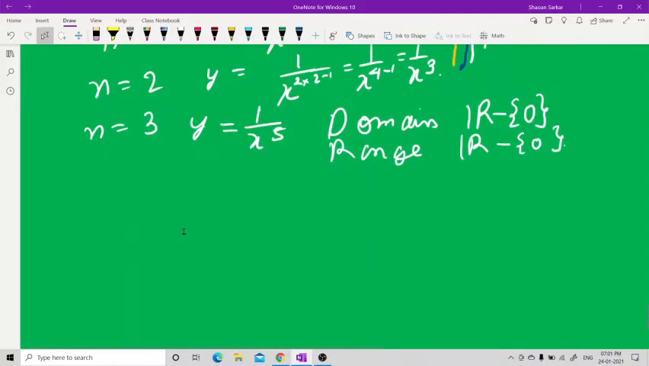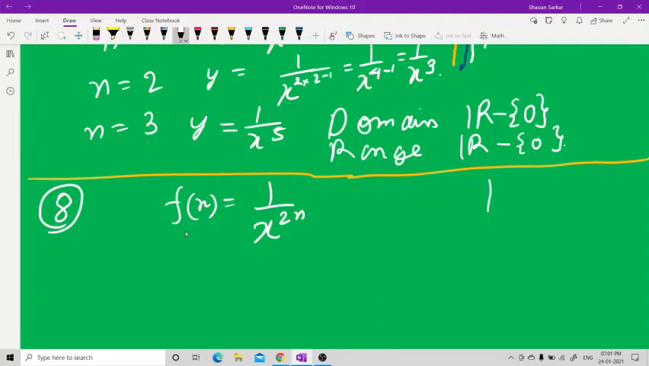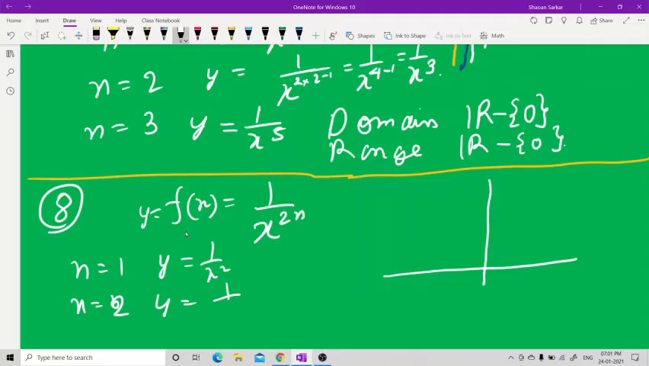And now we will go to graph number 8. Let me do it with this line only. Graph number 8 is f(x) equal to x to the power of 2n, all even powers, an x square type graph. I'm talking about x square type graphs. Now see, we have already drawn 1 upon x square. When n is 1, we have y equal to 1 upon x square. n equal to 2, we have y equal to 1 upon x to the power of 4 and so on. n equal to 3 will give me y equal to 1 upon x to the power of 6.